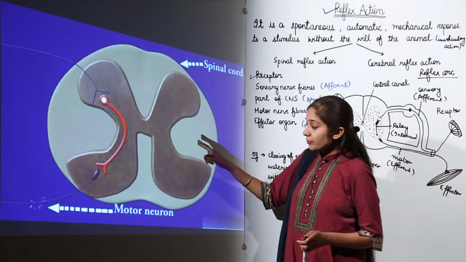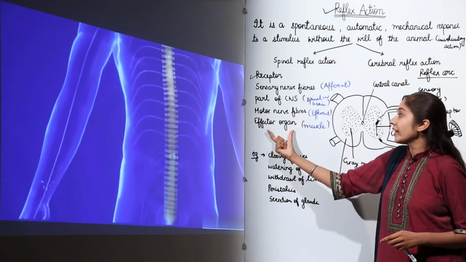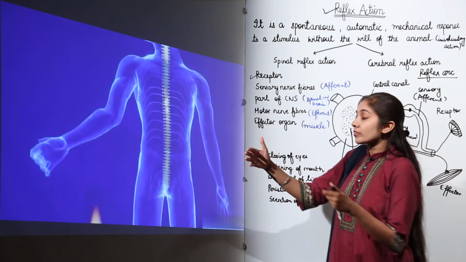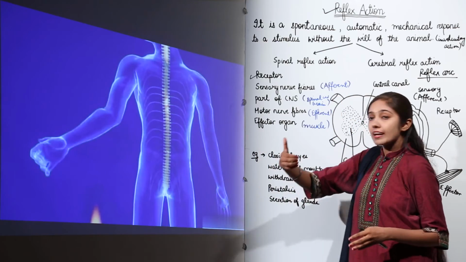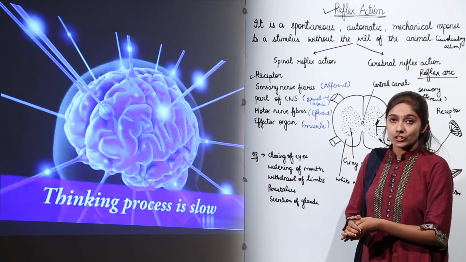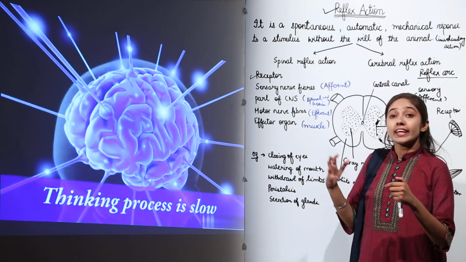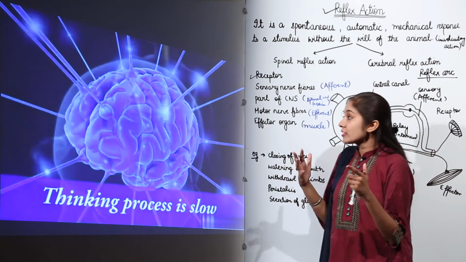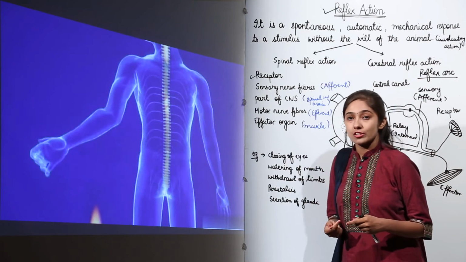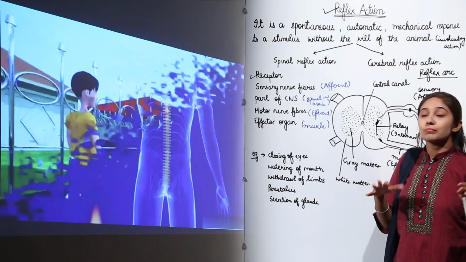Now this message is interpreted and transferred through the motor neuron to what? To the effector organ, that is your muscle in this case, right? So these muscles contract and you pull your hand back. This is what a reflex action is, and this is the mechanism of the reflex action. So the thinking process, as you know, is slow in the brain, but because of the spinal cord, we have this instant quick response to a certain stimulus. So these reflex actions are reducing the burden on your brain.